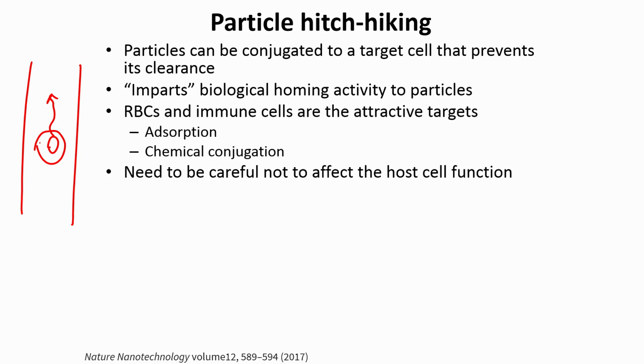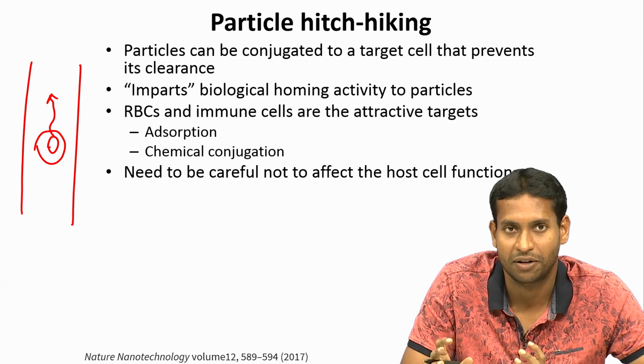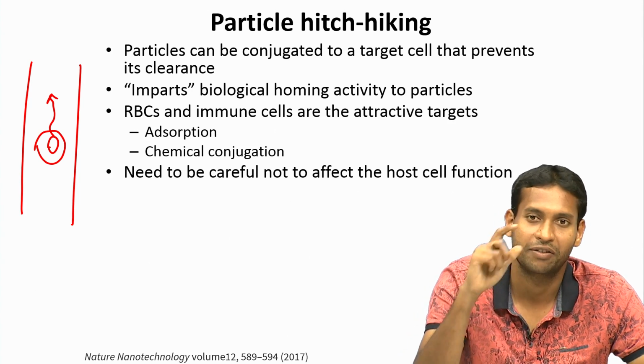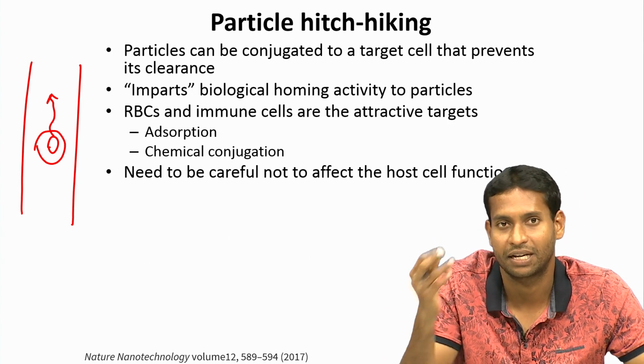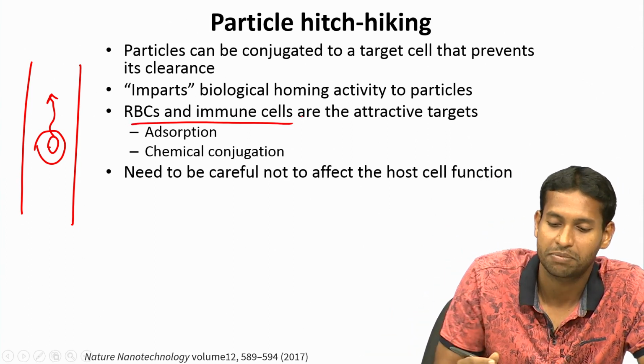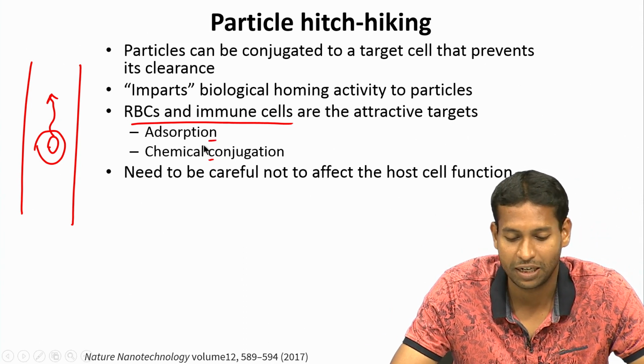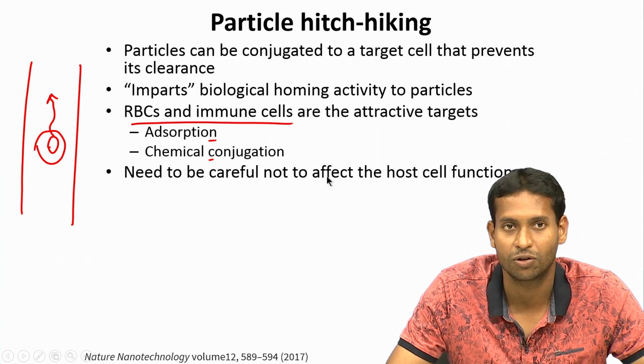But what happens if I conjugate the particle to something which the body considers to be self, let us say the body's own cell, let us say the RBCs. Now the immune cells are not going to attack the RBCs because they think that this is their own, and your particles can then circulate and eventually slowly degrade to release whatever drug they are carrying. So RBCs and immune cells themselves are very attractive targets. Various methods are used such as adsorption or chemical conjugation, although we need to be careful not to affect the function of the host cell itself.